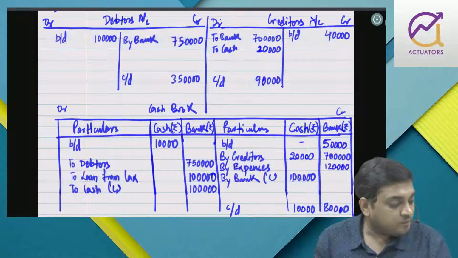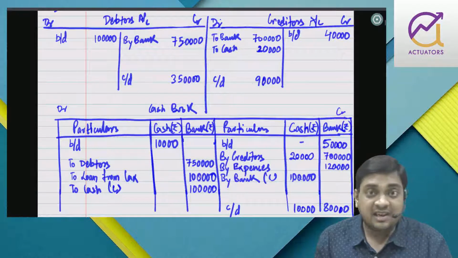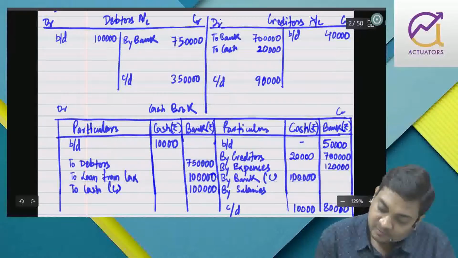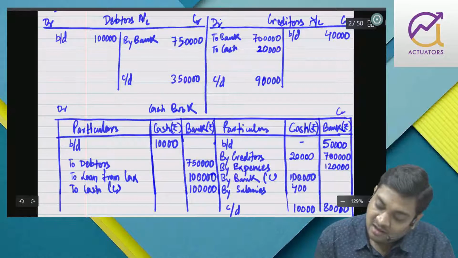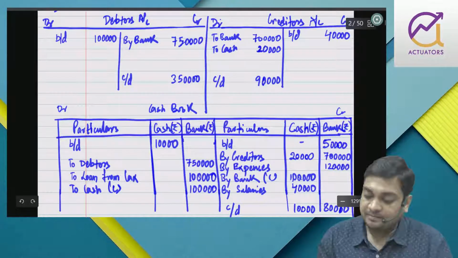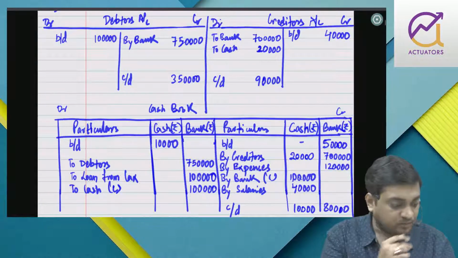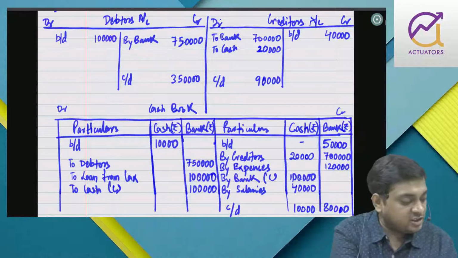Right? Then we have paid salaries in cash 40,000. By salaries 40,000 in cash. Right? Normal cash book I am preparing. Then drawings 80,000 in cash, personal.